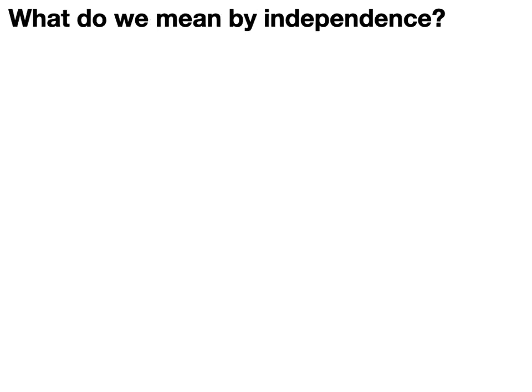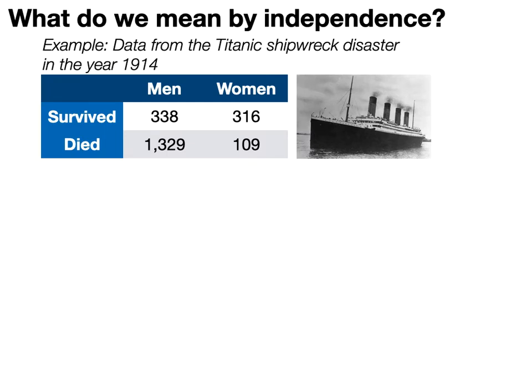Okay, so I'm going to show you that with an example here, just focusing on what I mean by independence. And the example I'm going to use is real data from the Titanic shipwreck that happened in the year 1914. So this big pioneering ship tragically sank, and many people died. And we have data from the people who died and people who survived, and whether they were men or women. And so we can ask the question, was there any difference in the probability of survival for men and women passengers involved in this disaster?